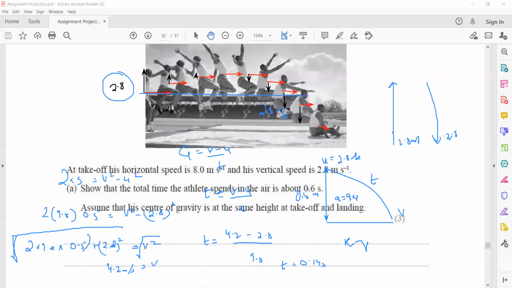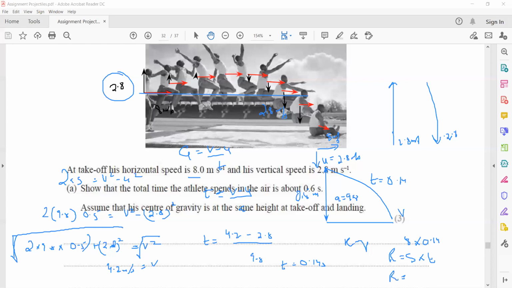So we need this extra distance. What about the horizontal? This was the vertical speed. What was the horizontal speed? The horizontal speed is already given. He takes off with a horizontal speed of 8. So we know the horizontal speed is 8 and this time interval is 0.14. So we'll get the extra range. When you are using the horizontal component, there is no acceleration. So speed is distance over time, or distance is speed multiplied by time. So speed 8 multiplied by time 0.14.